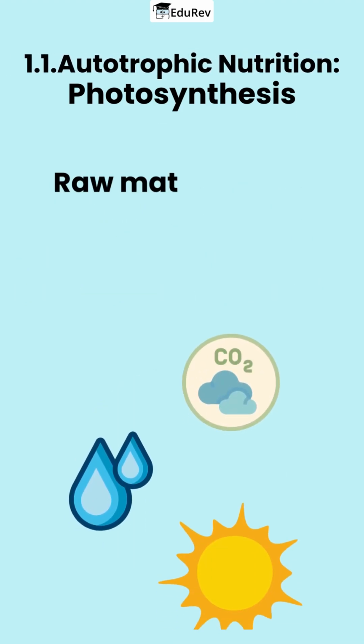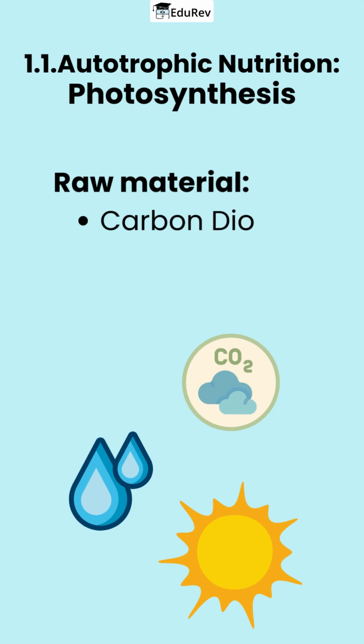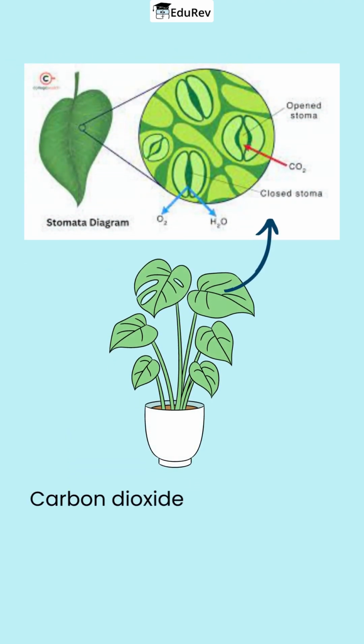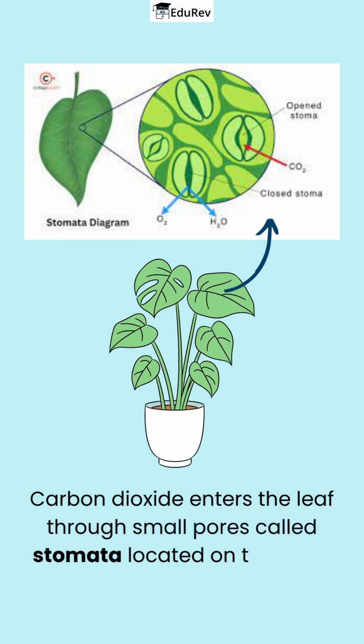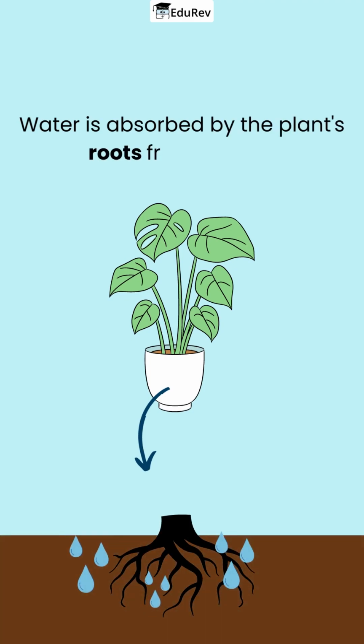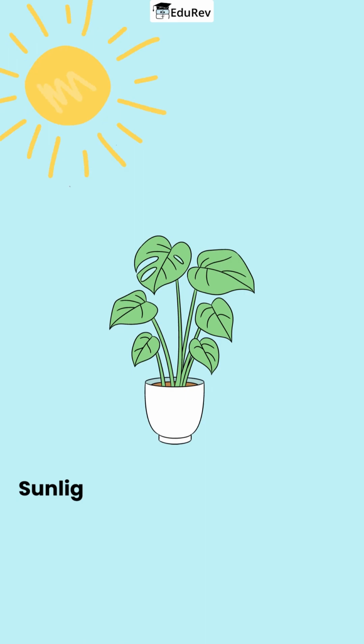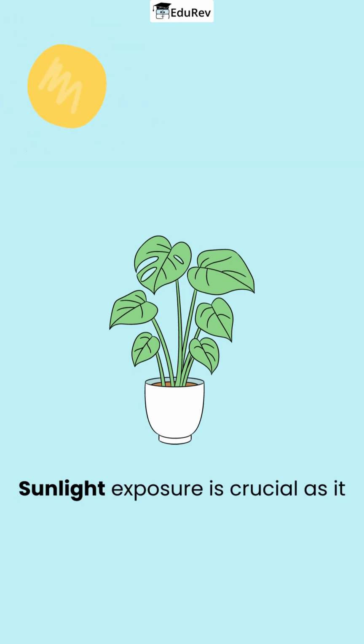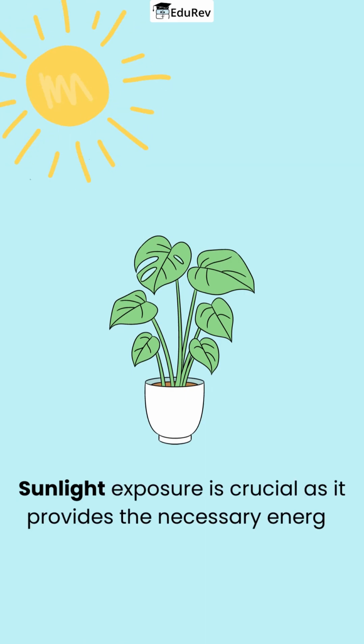Raw materials for photosynthesis: carbon dioxide, water and sunlight. Carbon dioxide enters the leaf through small pores called stomata located on the leaf's underside. Water is absorbed by the plant's roots from the soil. Sunlight exposure is crucial as it provides the necessary energy for photosynthesis.